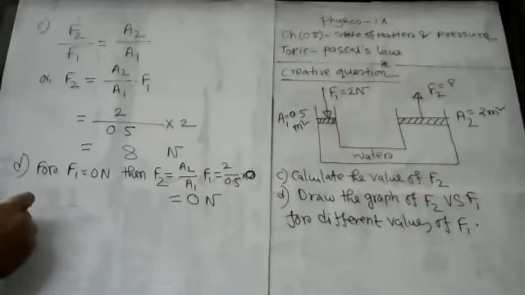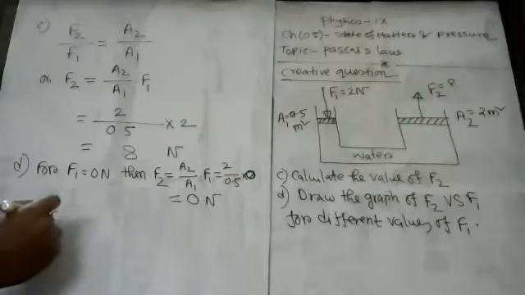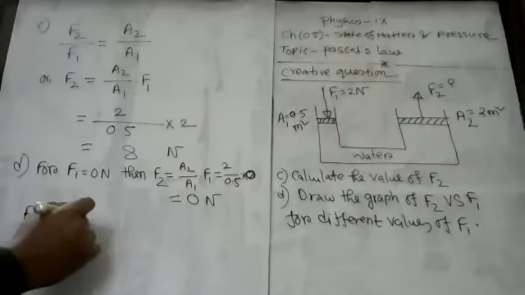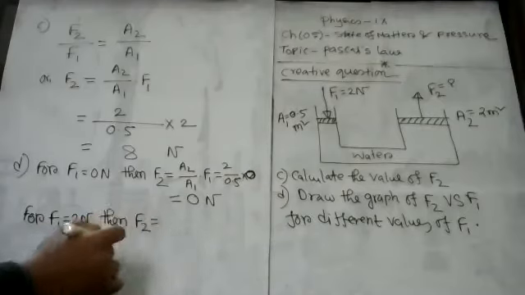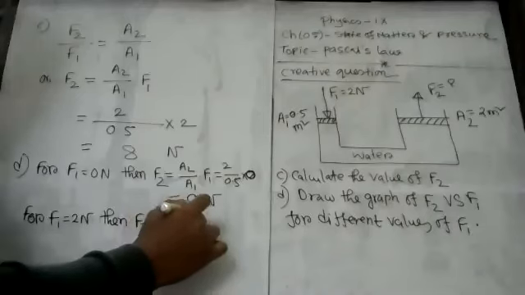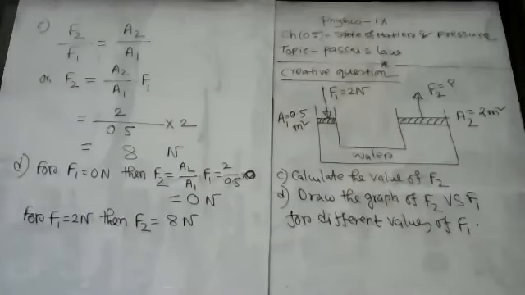For F1 equal to 2 Newton, then my student F2 will equal to 8 Newton. We obtain this from answer number C. Now I consider 2 for F1, 0 for F1. Then the next point I should consider 4.